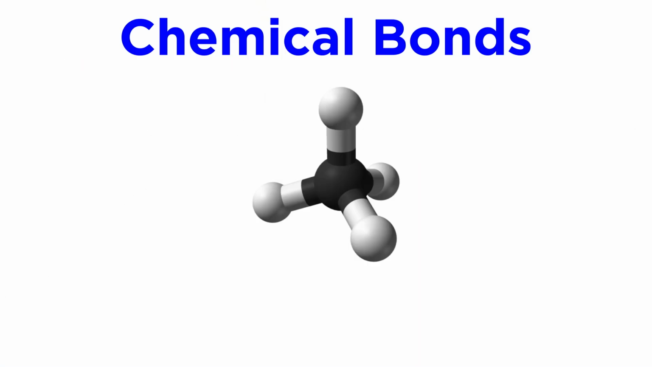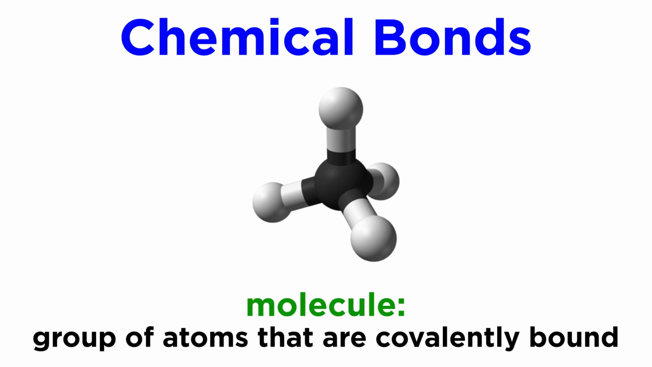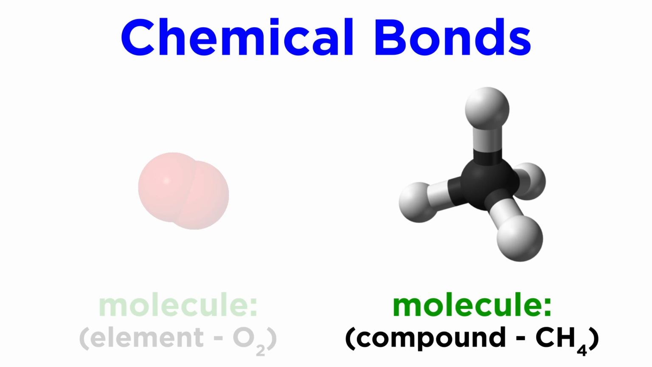Atoms can come together to form compounds via chemical bonds, which can be of a few different types. One type of chemical bond is the covalent bond. This is when atoms share electrons with one another. A group of atoms that are covalently bound is called a molecule. A molecule can be an element when made of two or more atoms of only one particular element, or it can be a compound when made of two or more atoms of two or more elements.